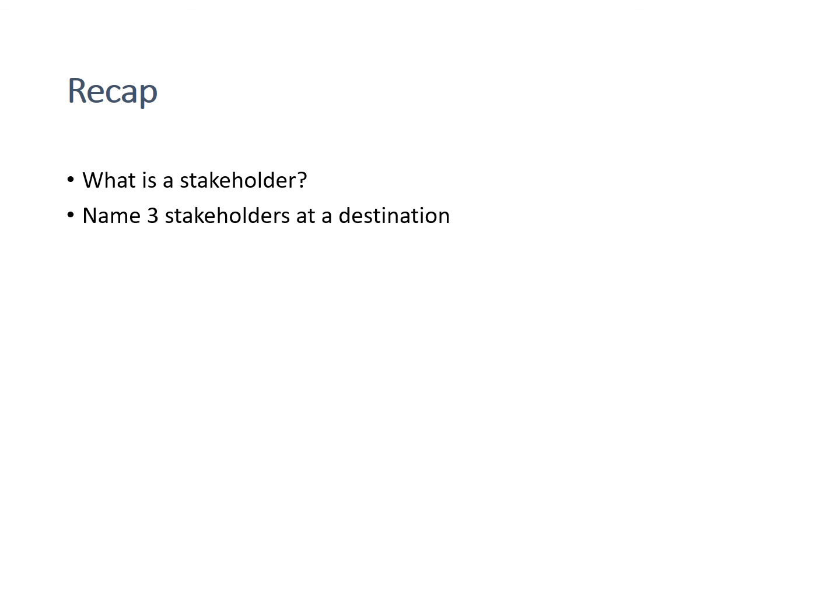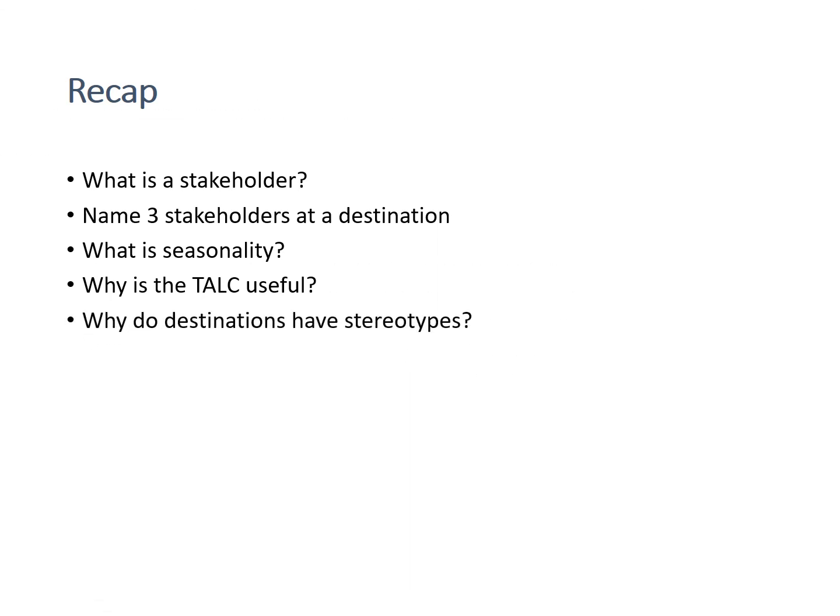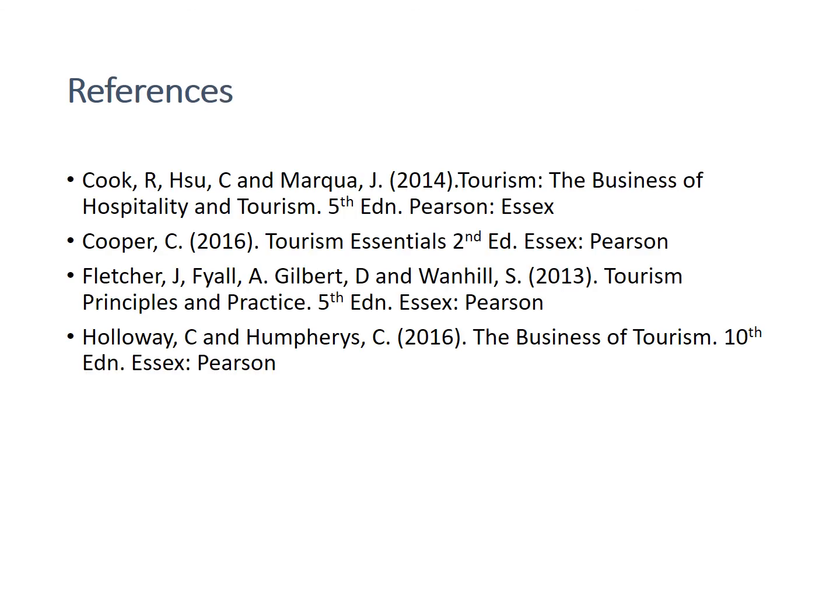So just a quick recap. What is a stakeholder? Name 3 stakeholders of a destination. What is seasonality? Why is the talc useful? Why do destinations have stereotypes? So, think about those things.